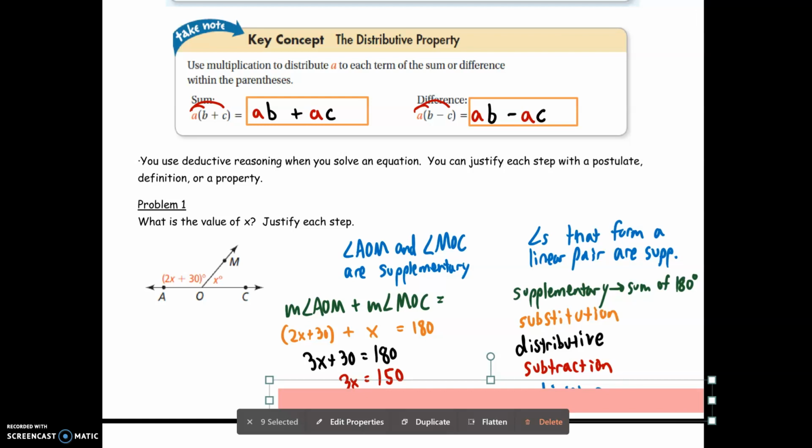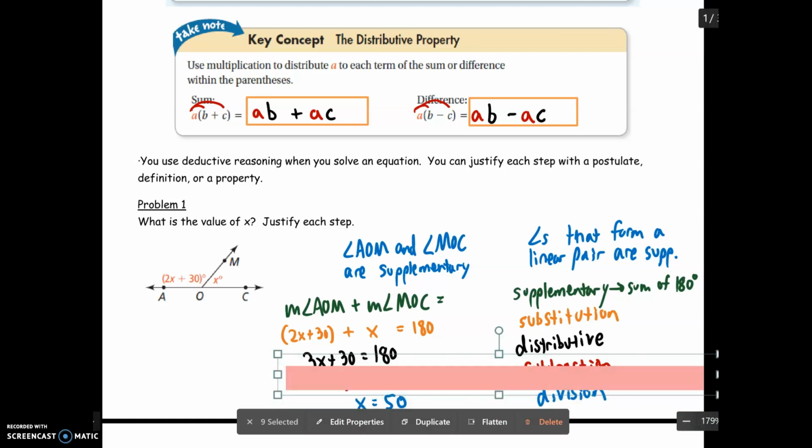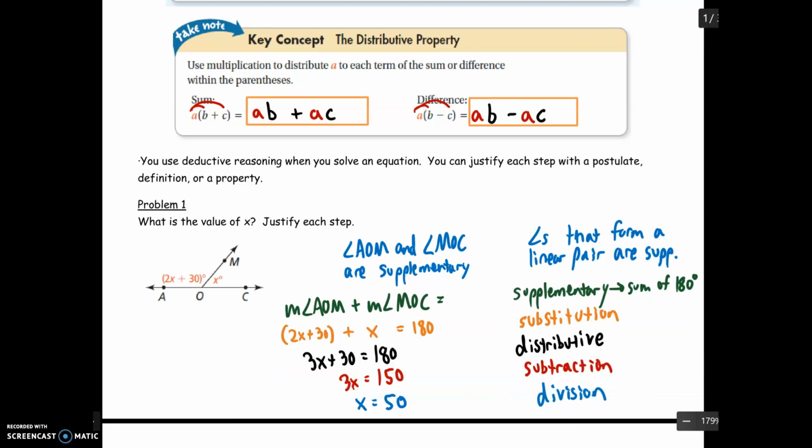And then to finish, because we're still looking to isolate x, we'd have to do that by dividing by 3, dividing both sides by 3, and that's going to allow us to finally get to our answer, saying that x is equal to 50.